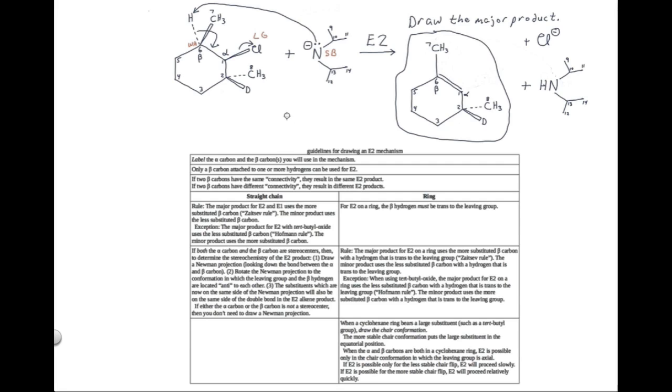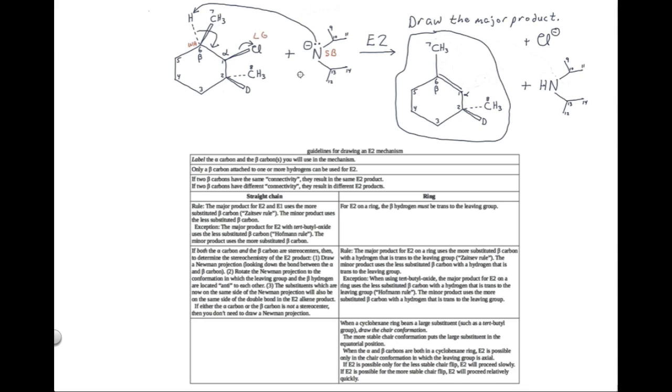Like I said, it's somewhat a matter of judgment when you need the chair conformation, but you're more likely to need the chair conformation when there's a large group like a tert-butyl group. And like I said, if you're not sure, it doesn't hurt to draw the chair conformation, but it might lead to confusion and take more time than you need to. So this is a problem that we could solve without drawing the chair conformation.